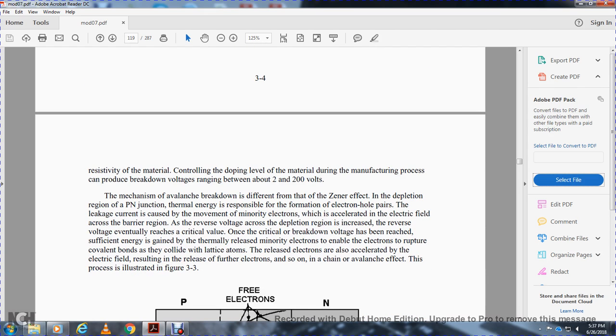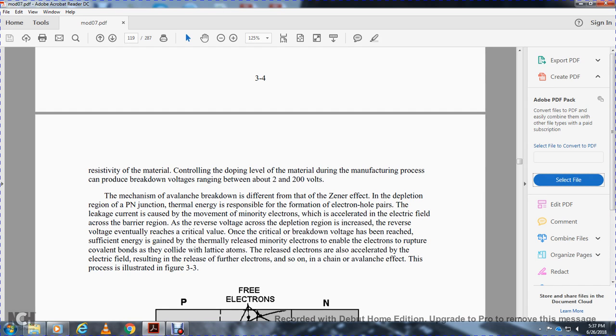The breakdown voltage becomes higher because of the higher resistivity of the material. Controlling the doping level during the manufacturing process can produce breakdown voltage ranges between 5 and 200 volts. The avalanche breakdown is different from the Zener effect in the depletion region of the positive-negative junction. Thermal energy is responsible for the formation of electron-hole pairs, and leakage currents are caused by the movement of minority electrons with the electric field across the barrier region.